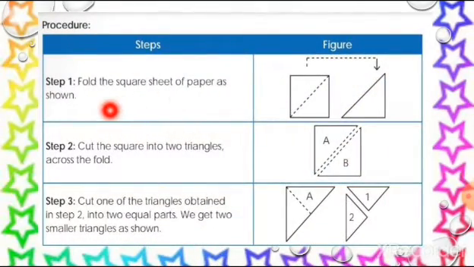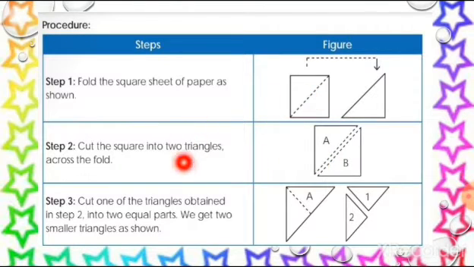First step, fold the square sheet of paper as shown. So children, look, you can fold it diagonally, corner to corner, and you will get a shape like this, right? And then you cut the square into 2 triangles across the fold. We already folded that paper, so across that fold you can cut it into 2 equal triangles.